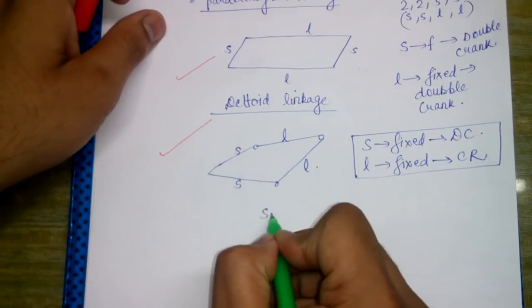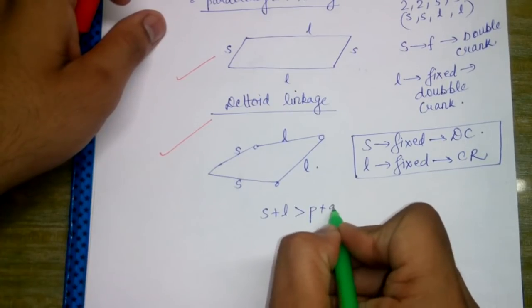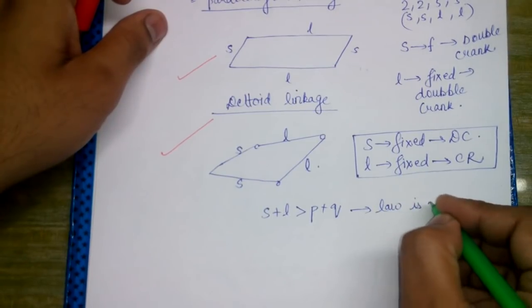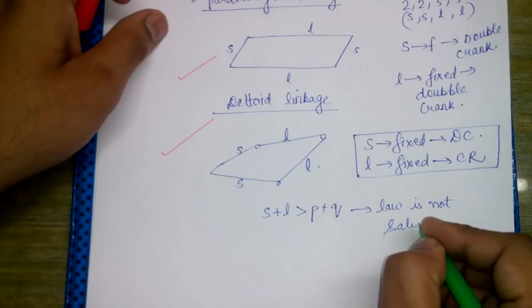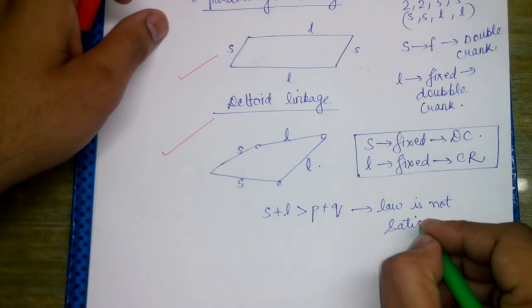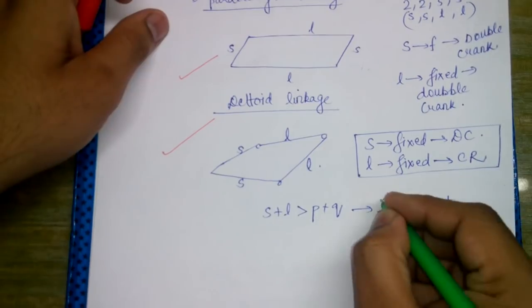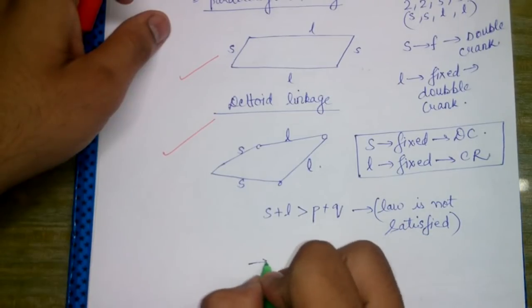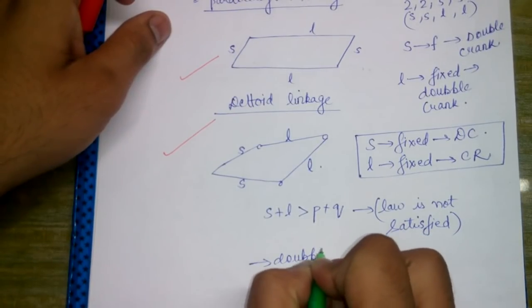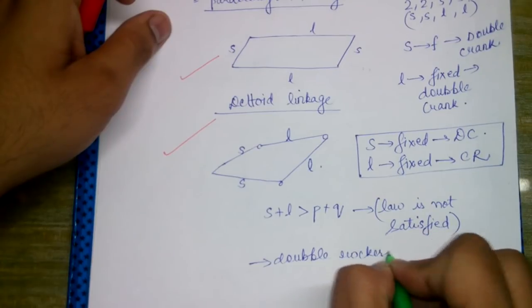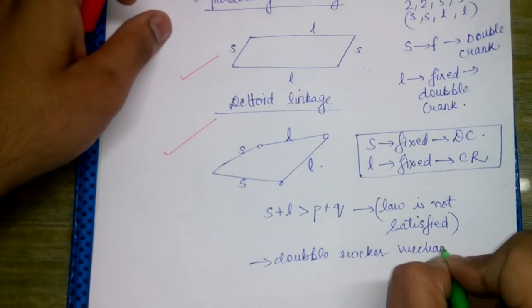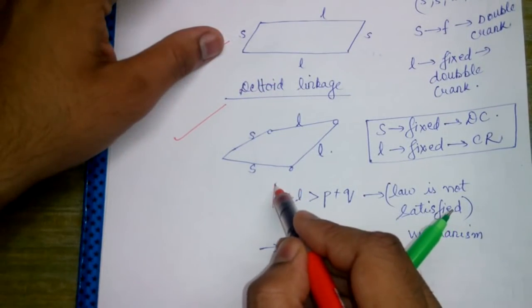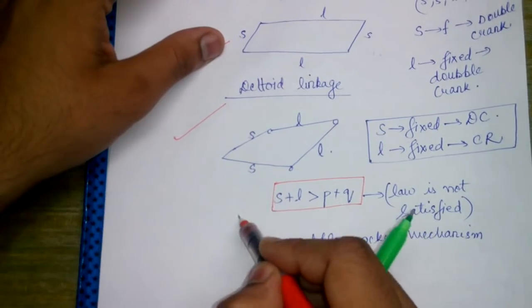Now, if S plus L becomes greater than P plus Q, then first of all, the law is not satisfied. Which law are we talking about? We are talking about Grashof's law. This law is not satisfied, and whichever link you fix, it will always be a double rocker mechanism. So if the law is not holding, on fixing any of the links we would obtain the double rocker mechanism.